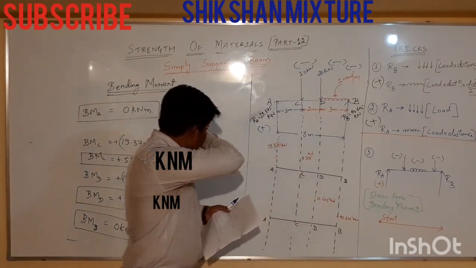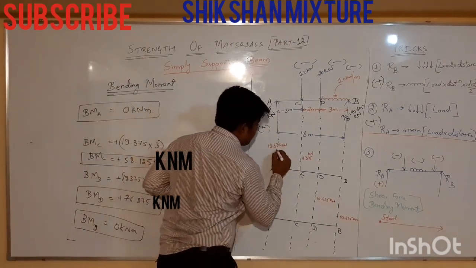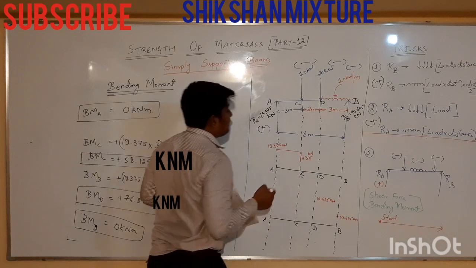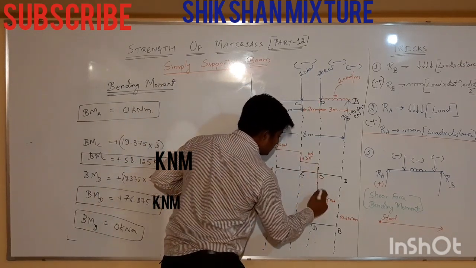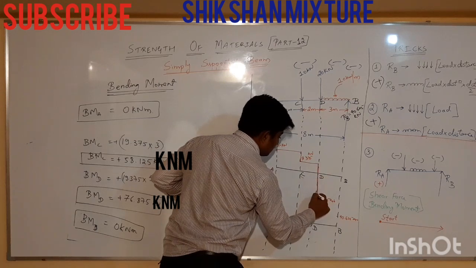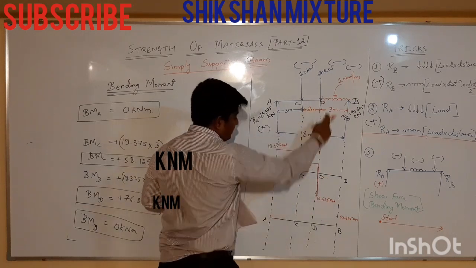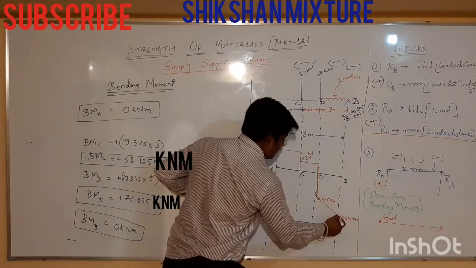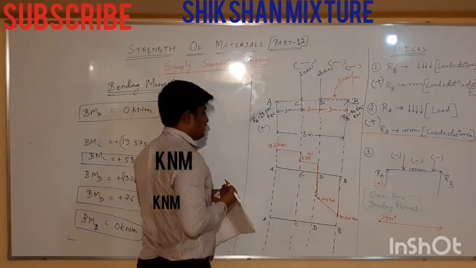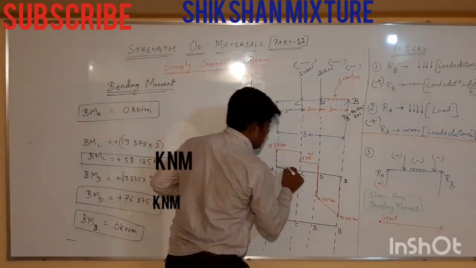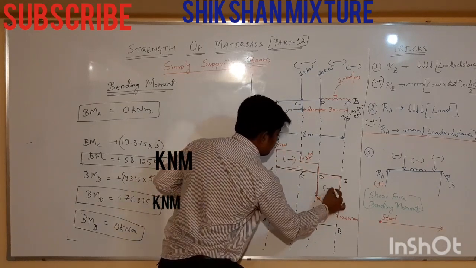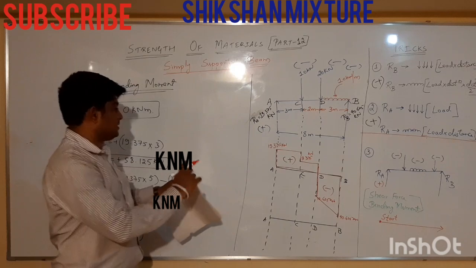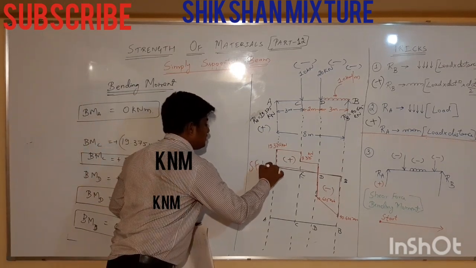Fine. Now a point load is there, so I will take a step here. Again, there is a point load here, so I will take a step again. Next, there is UDL. I will take an incline, and I will close the loop. This is positive and this is negative. This is the shear force diagram.